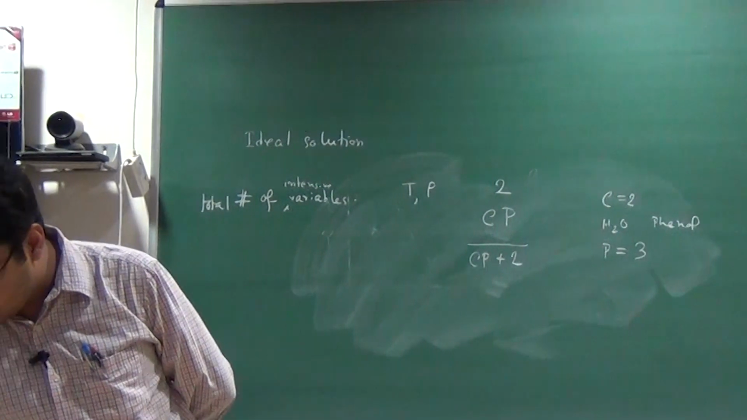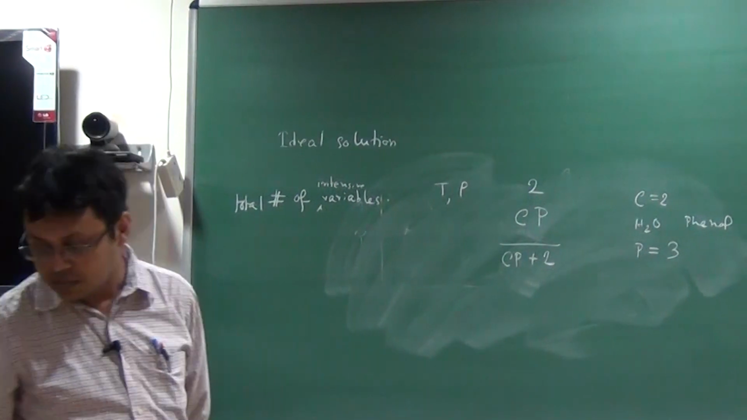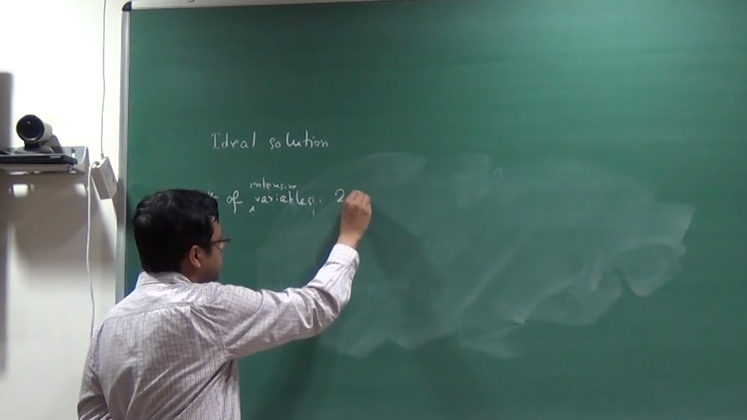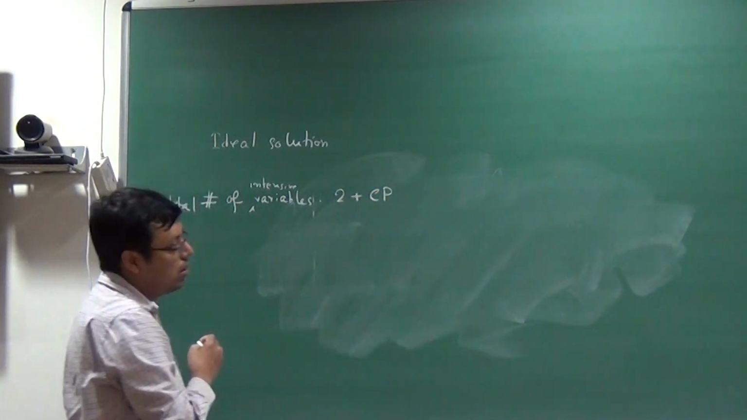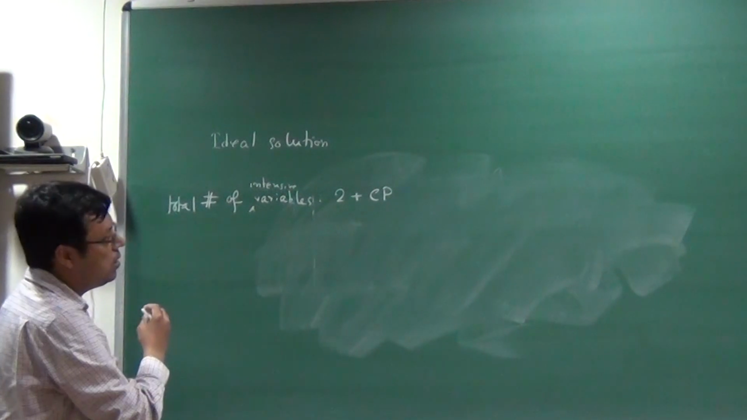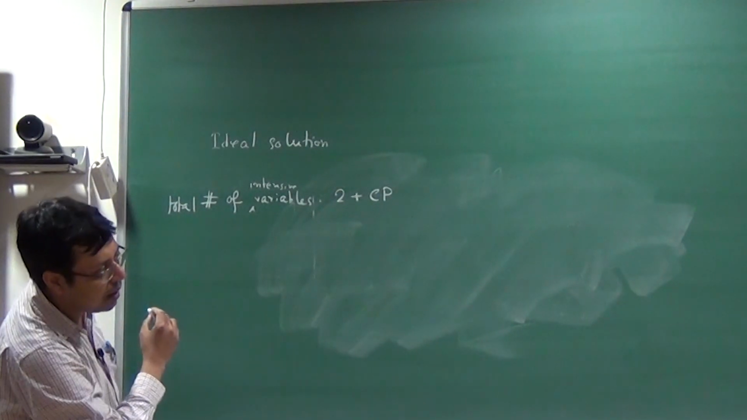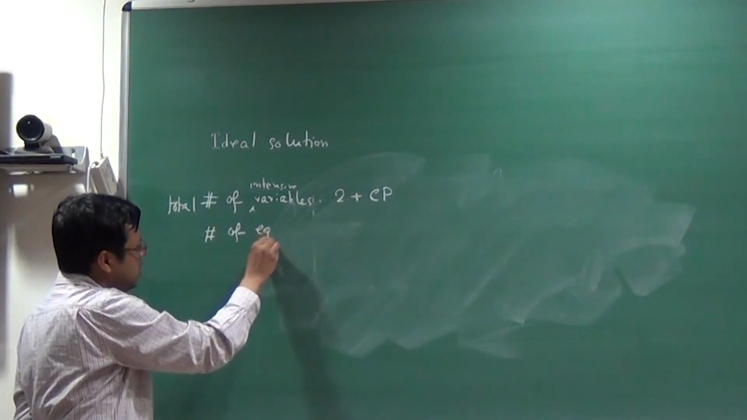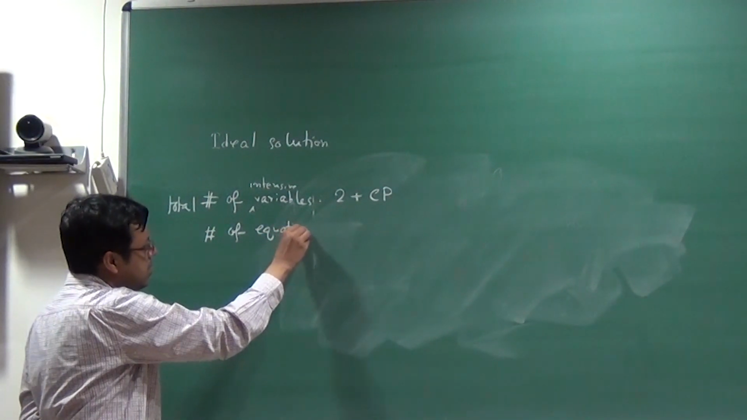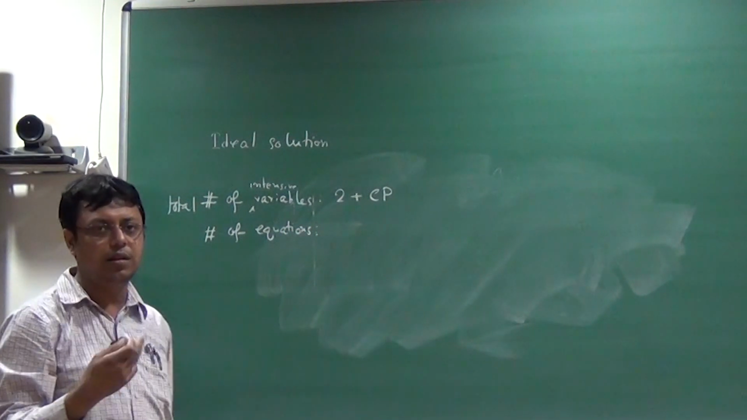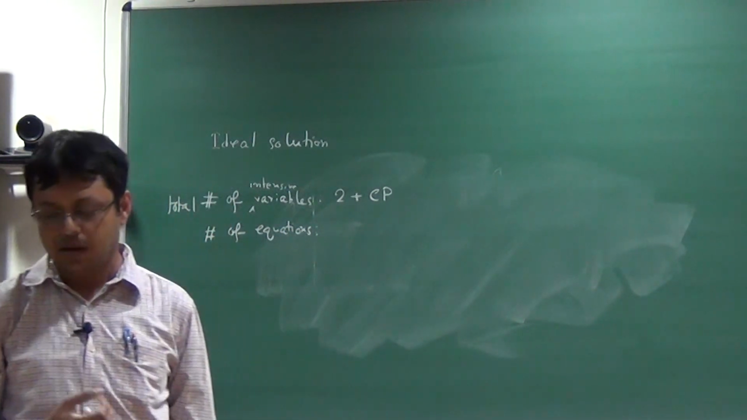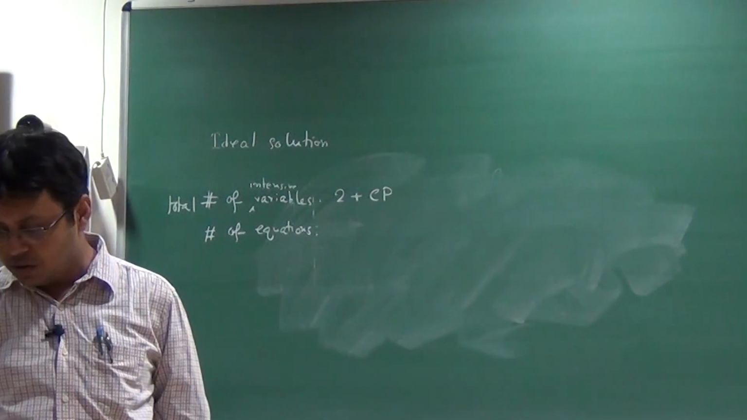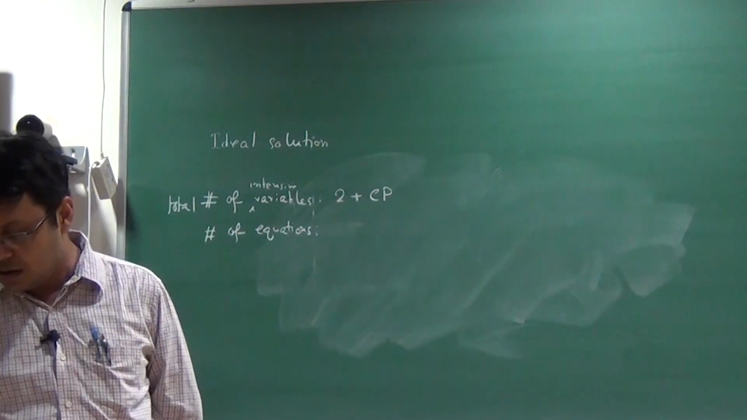Now, first of all, we have here basically 2 plus C. The second thing, the way I have written it, is the number of variables and the number of equations. Equations means how many constraints you have. Now think about it. What are the equations we'll have? We'll have basically two things.